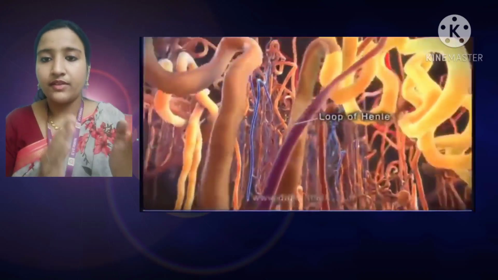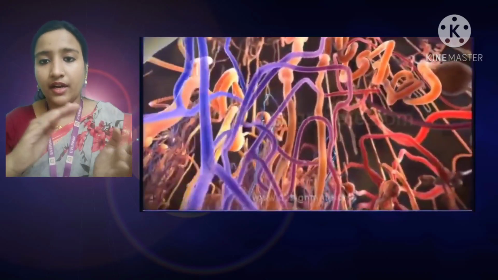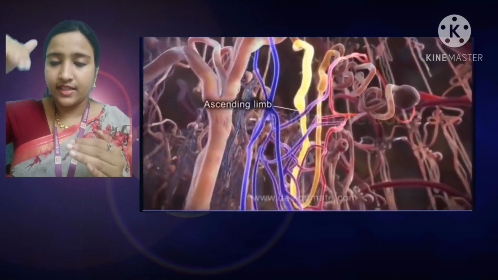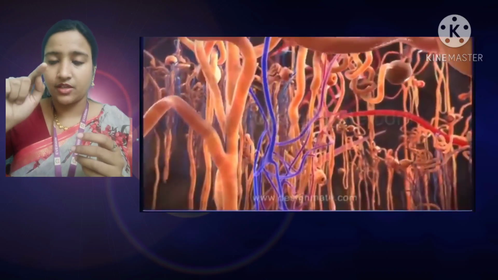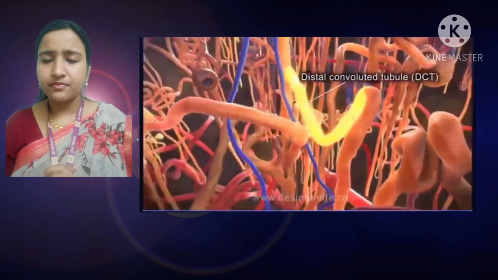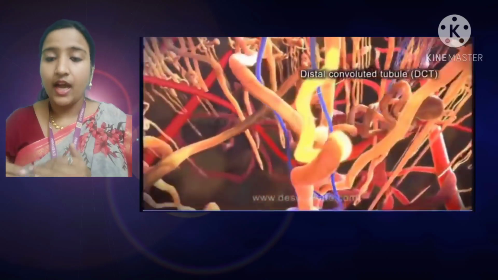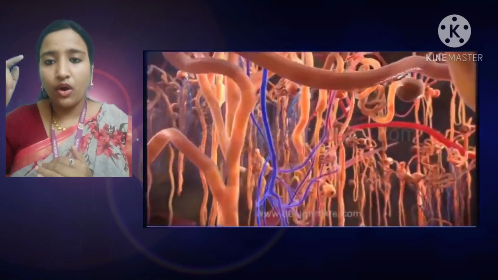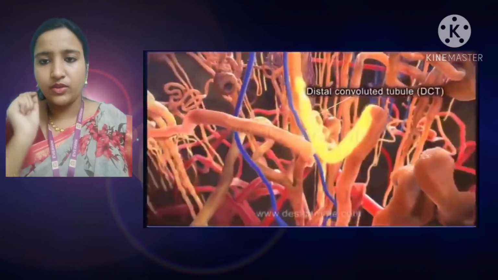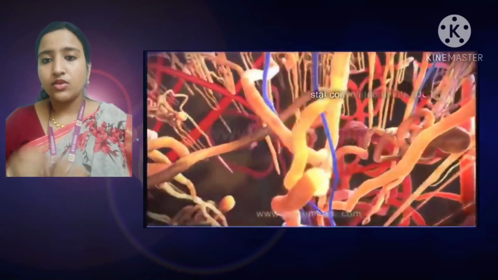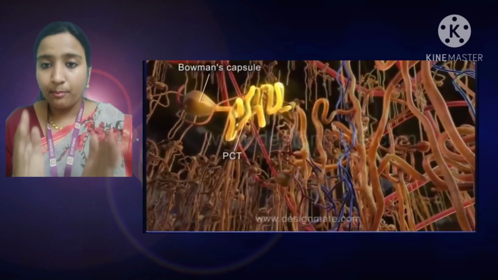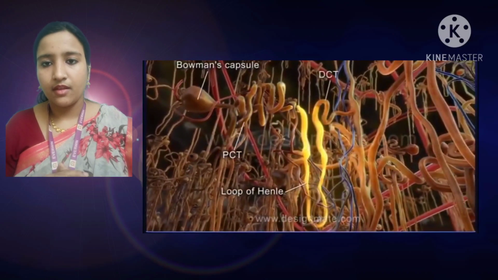This proximal convoluted tubule then continues into a descending tube and then an ascending tube, that is, the U-shaped structure called the loop of Henle. And this loop of Henle again leads to a small coiled tube-like structure called the distal convoluted tubule. So these are the three regions involved in the renal tubular part of the nephron.